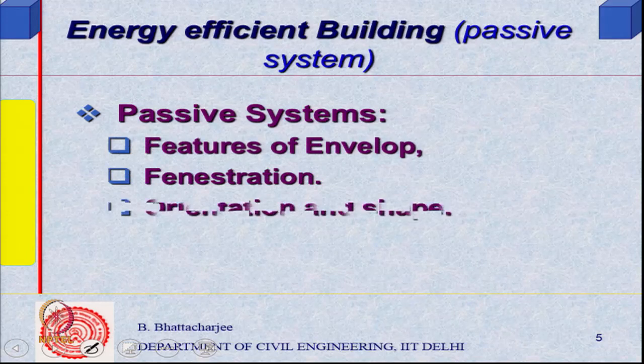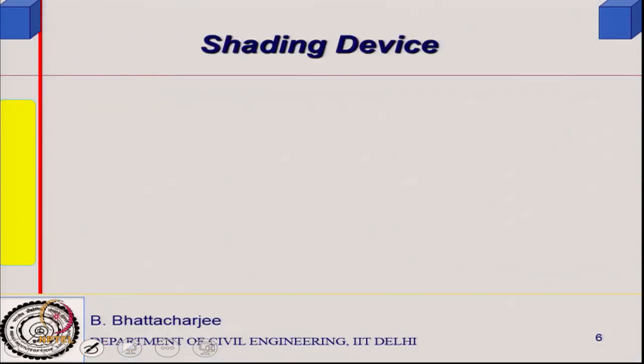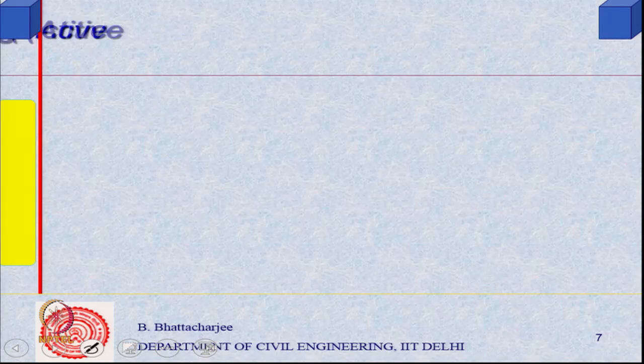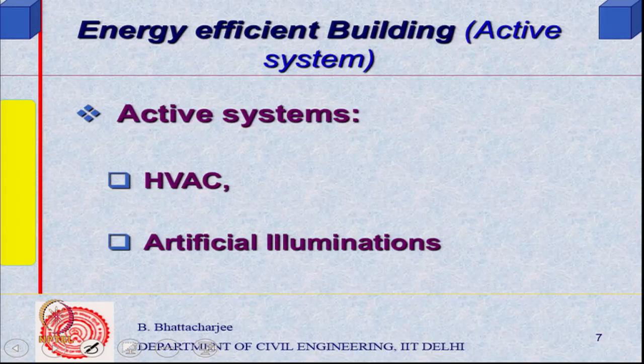So, we have seen this can have different aspects like envelope, fenestration, orientation, shape, shading devices, daylighting. We will not discuss them here, but I am just telling you these are part of the passive system. These are examples of shading devices. You can cut down the sun, you can design such systems. Active systems are HVAC which we talked about, heating, ventilation, artificial illumination, lighting, these are active systems.